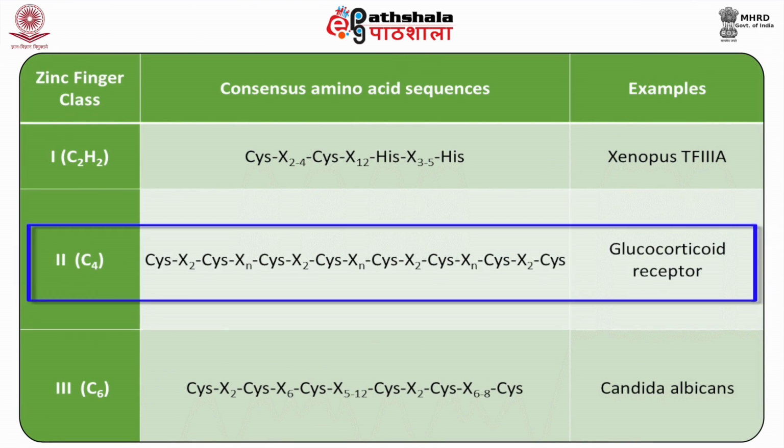Class 2 zinc finger, also known as C4 zinc finger. This class encompasses the cysteine 4 or C4 zinc fingers. The consensus amino acid sequence for this class is cysteine, X2, cysteine, XN, cysteine, X2, cysteine, XN, cysteine, X2, cysteine, XN, cysteine, X2, cysteine, where X is a variable amino acid. The glucocorticoid and estrogen receptors belong to this class.